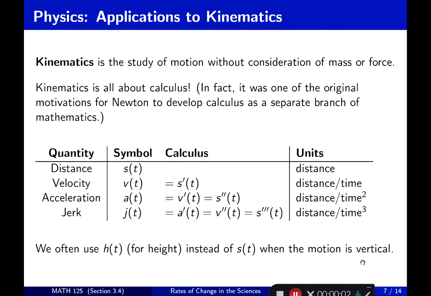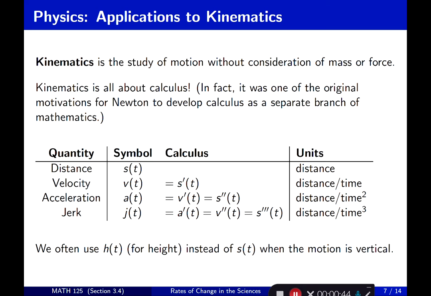We're back on section 3.4 and would like to discuss physics application to kinematics. Kinematics is the study of motion without considering mass or force, and it's all about calculus. In fact, the original motivation for Newton to develop calculus as a separate branch of mathematics was this. So let's start with information we already know.